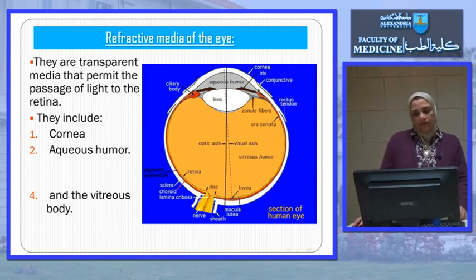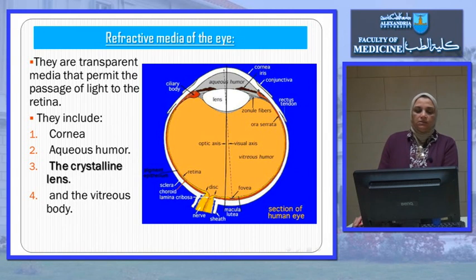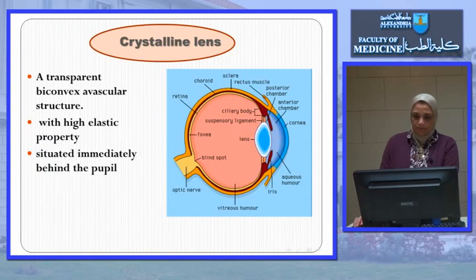First, let's revise the refractive media of the eye. These are transparent media that permit the passage of light to the retina, which include the cornea first. Then the aqueous humor, a transparent fluid present in the anterior and posterior chambers, and the third one is our structure, the crystalline lens, okay? And then the vitreous, which is a transparent refractile gel-like structure present in this large cavity in the eye, behind the lens. This is the vitreous body.